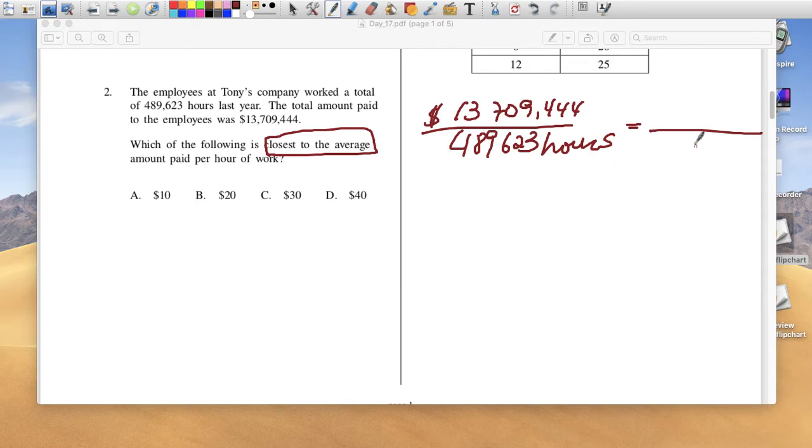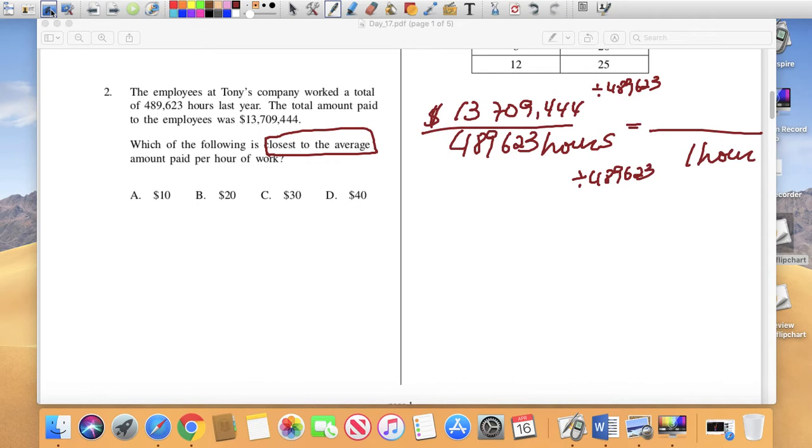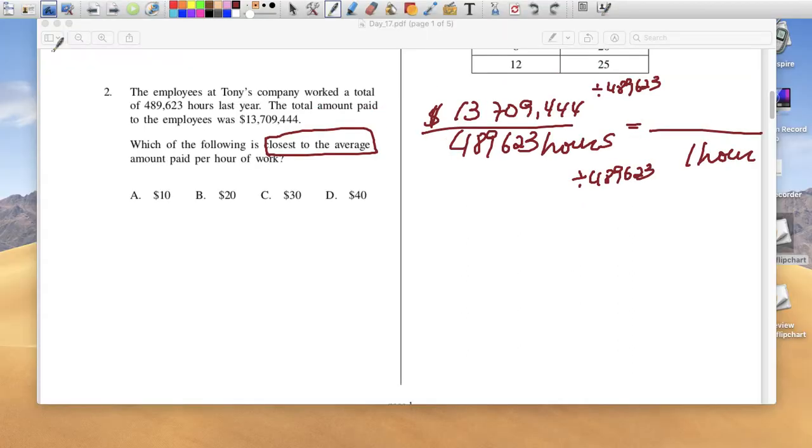So we just divide top and bottom. How much did they get paid in 1 hour? Divide by 489,623, and we should get an approximate answer. 13,709,444 divided by 489,623. Enter. It gives me $28 an hour, and the closest one is this one.